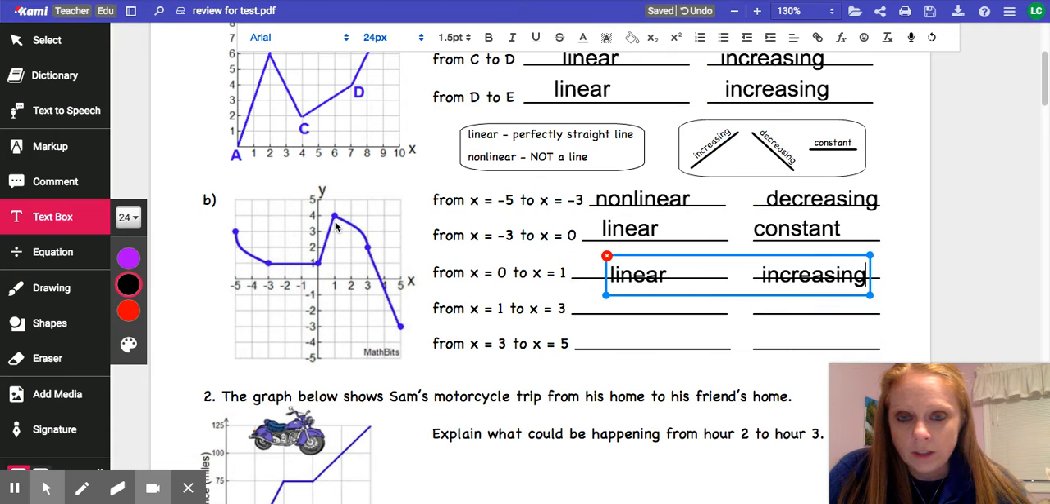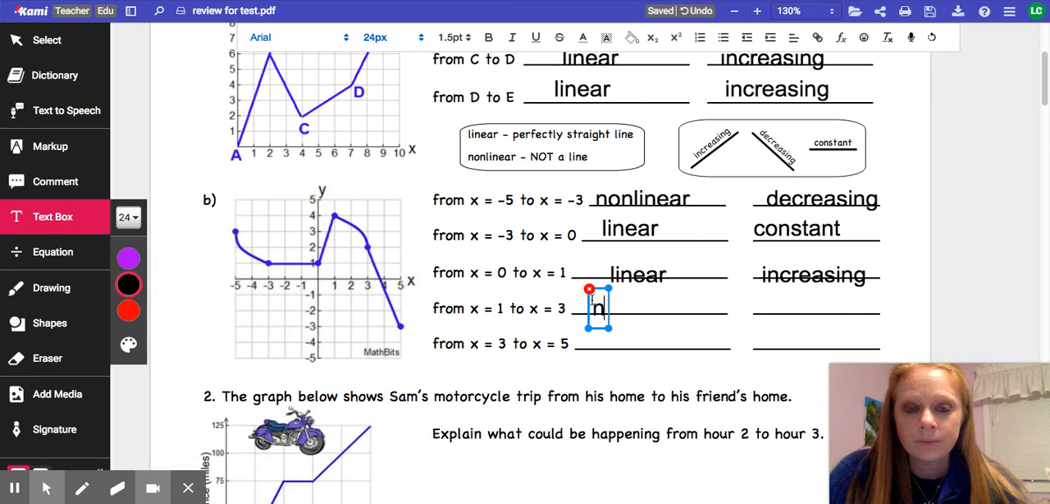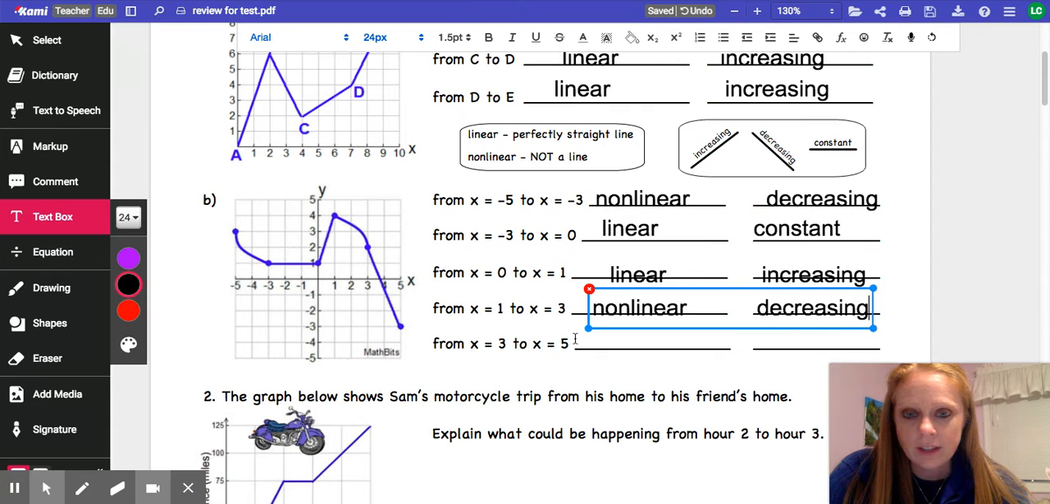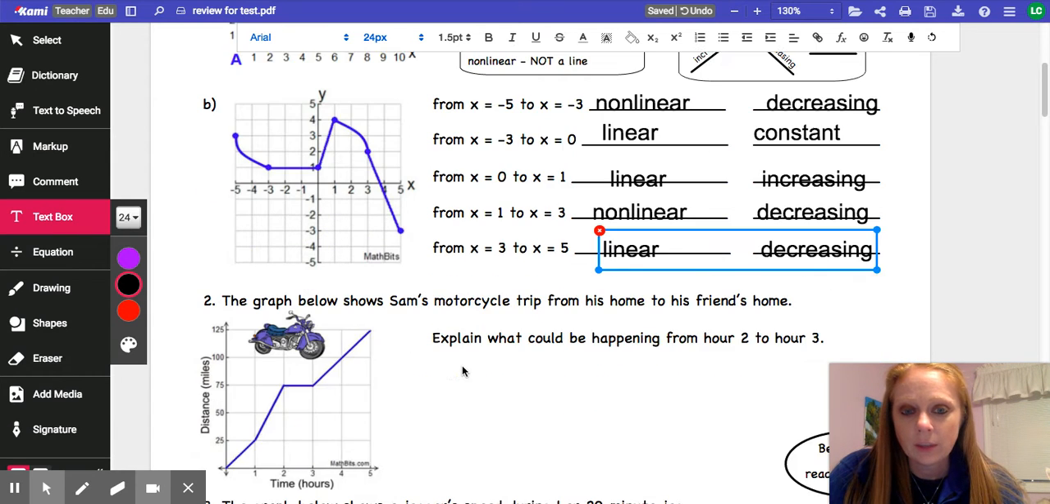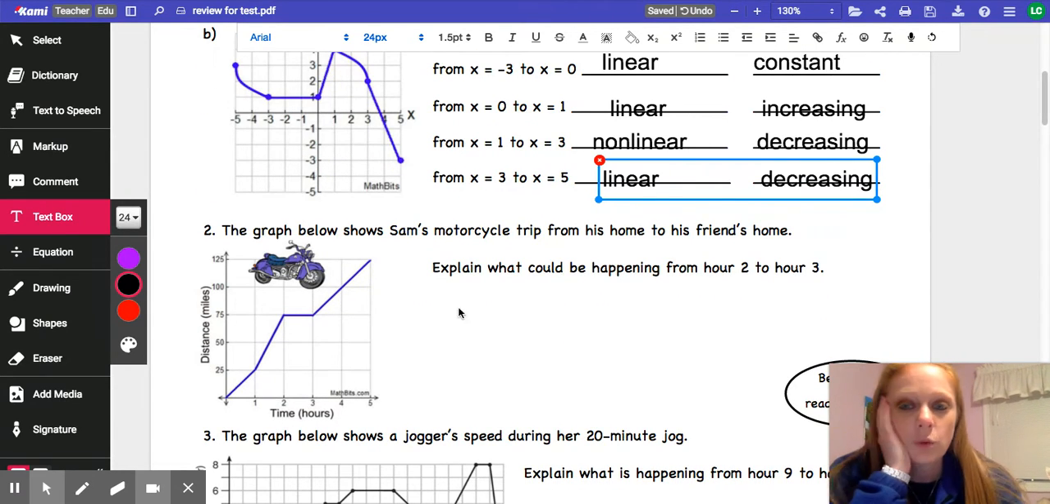Then from x is 1 to x is 3, it is curving, so we're going to write nonlinear and decreasing. And then lastly, x is 3 to x is 5, that is a linear line segment, and it is decreasing again. Okay, now looking at example 2, this is a real life situation where Sam's motorcycle, it's the distance that he travels based on how much time.